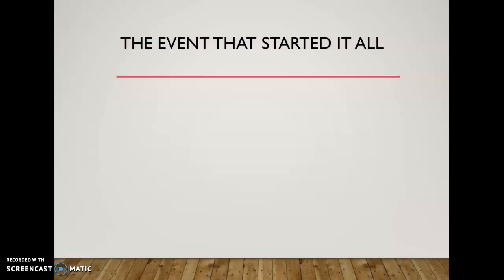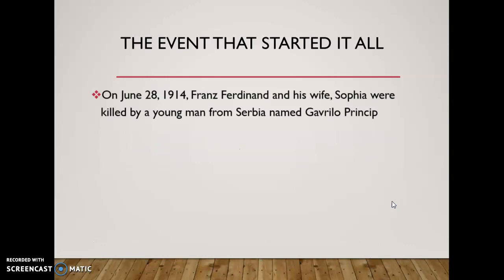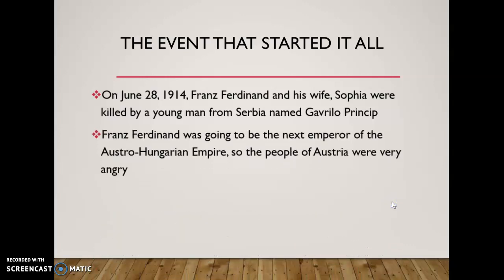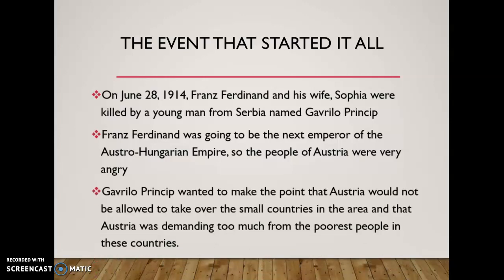So let's look at some of the events of how it all started. On June 28th of 1914, Franz Ferdinand and his wife Sofia were killed by a young man from Serbia named Gavrilo Princip. Ferdinand was going to be the next emperor of the Austro-Hungarian Empire, so of course the people of Austria got super angry about this. Now, why did Princip do this?